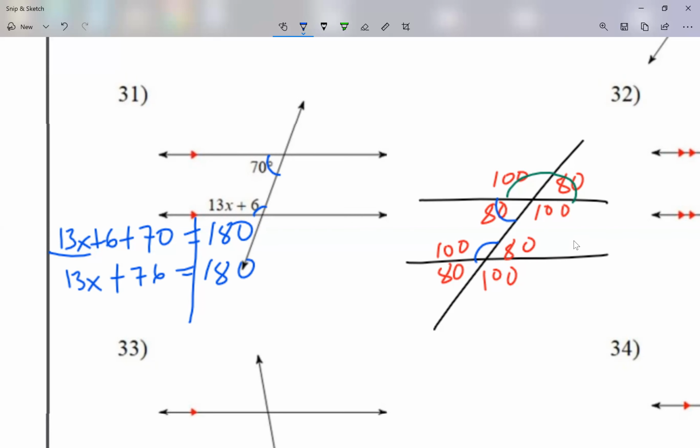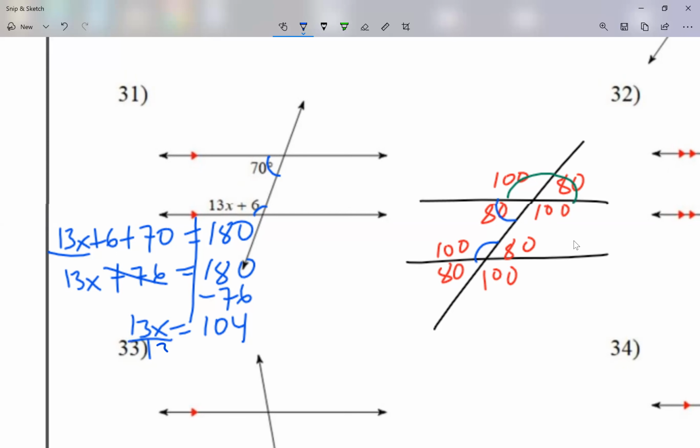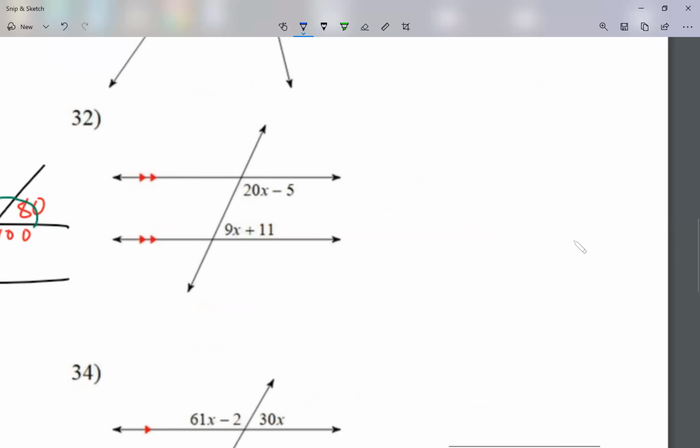Let me move the plus 76 over as a minus 76. I want letters on one side, numbers on the other. So I have 13x equals 104. 180 minus 76 is 104. Got that? Now let me divide both sides by 13. 104 divided by 13 is 8. Nice.